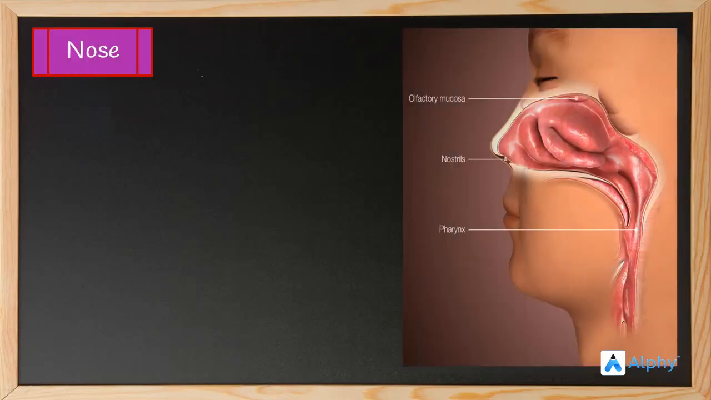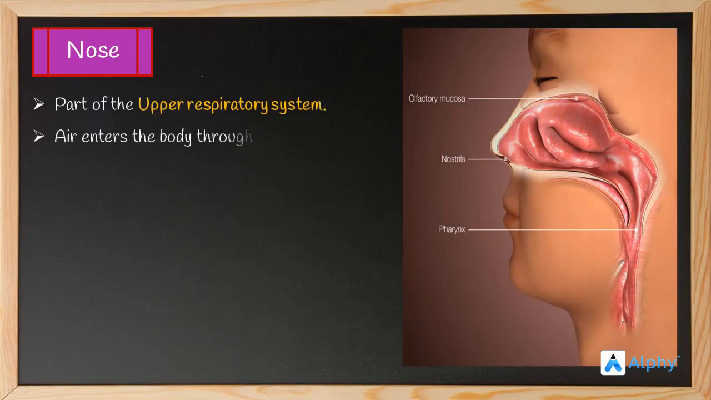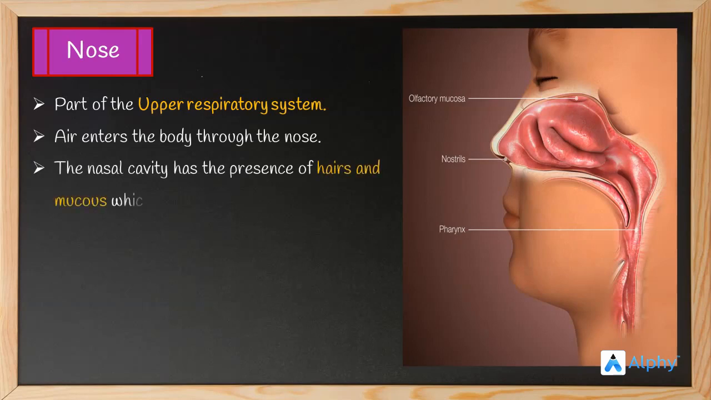The first part of the system is the nose. It is a part of the upper respiratory system, and air enters the body through the nose. This is the main function of our nose, that it allows air to enter our body. The nasal cavity has hairs and mucus which filter the air passing through the nostrils.